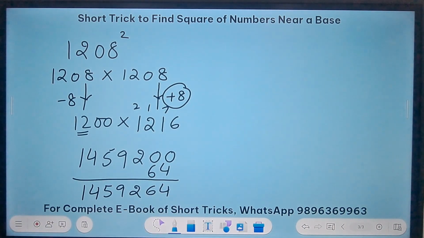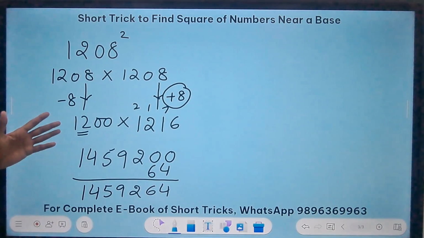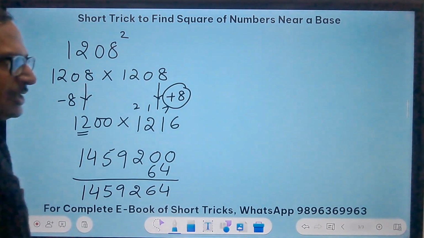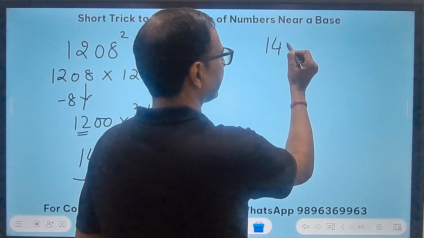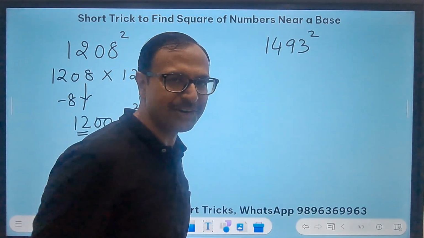1459264. Wow. And I don't think I have that much confidence. You know, I think this will be correct. So let's take another one. Big number. 1493 square. Very close to 1500.